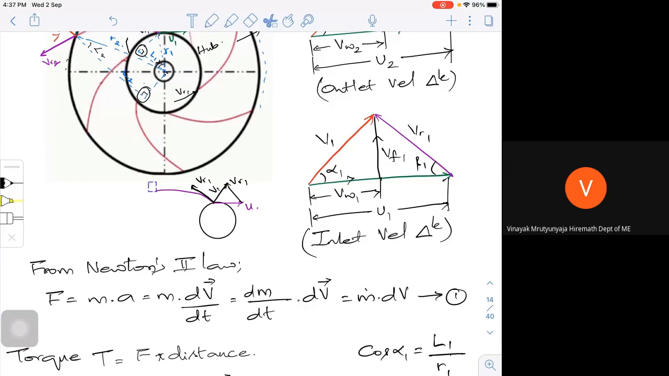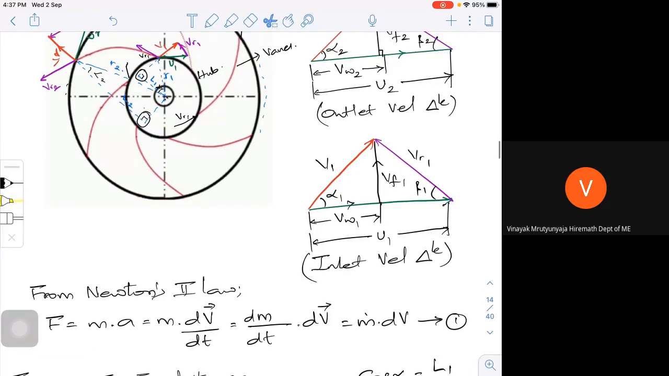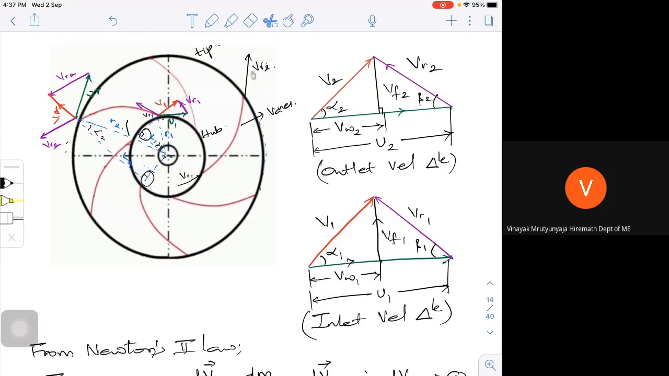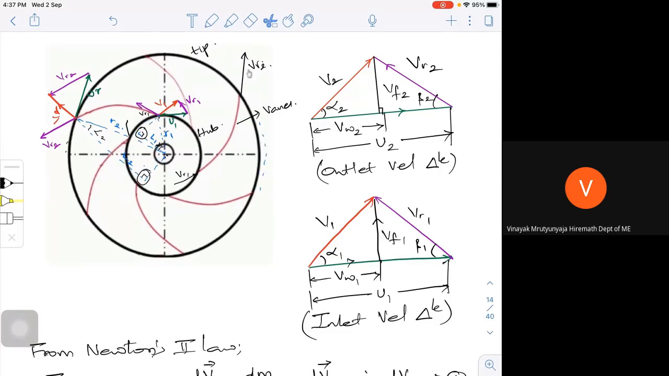If you go by vector addition and subtraction principles, V is equal to VR plus U. That principle will automatically come in any numerical we are trying to solve. This is how it is drawn. Similarly, I can draw the VR toward the exit like this, and I can push it to here.